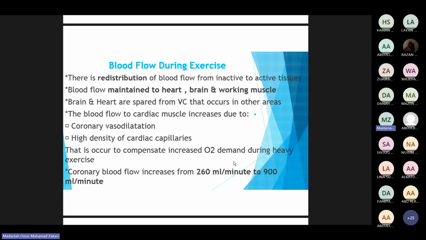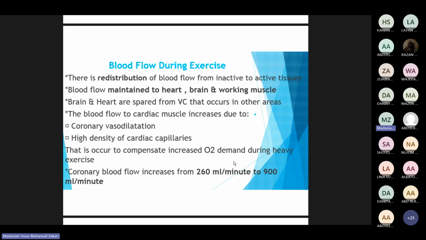High density of cardiac capillaries. Again, a high density of the capillaries in the heart occurs as in skeletal muscles, and this increased growth, new growth of capillaries in the heart, is due to high activity of the heart because of training. Of course, there is a difference in the capillaries between the trained and untrained, in the heart or skeletal muscle. That occurs to compensate for the increase in oxygen demand during heavy exercise, not in sedentary individuals.